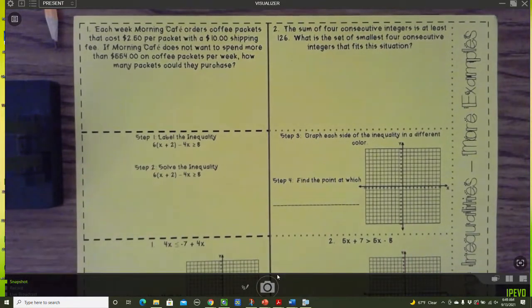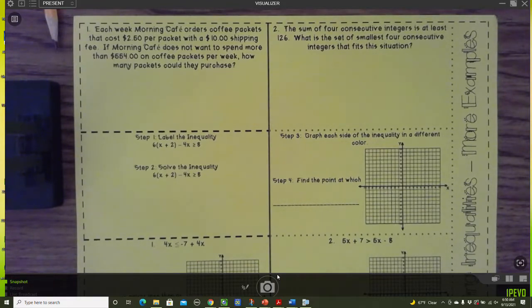So number 1 says, each week Morning Cafe orders coffee packets that cost $2.50 per packet with a $10 shipping fee. If Morning Cafe does not want to spend more than $554 on coffee packets per week, how many packets could they purchase? So we need to set up an inequality.